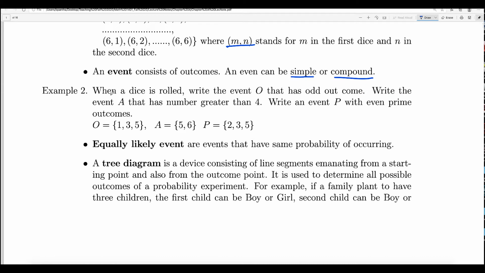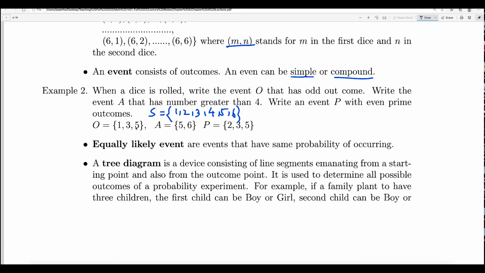Let's see an example. When a dice is rolled, write the event O that has an odd outcome. When a dice is rolled, can you think of the sample space? The sample space will be 1, 2, 3, 4, 5, 6. These are the possible outcomes. By the way, the sample space is denoted by S, and it is enclosed in curly braces with each of the outcomes separated by commas. This is how we write the sample space.